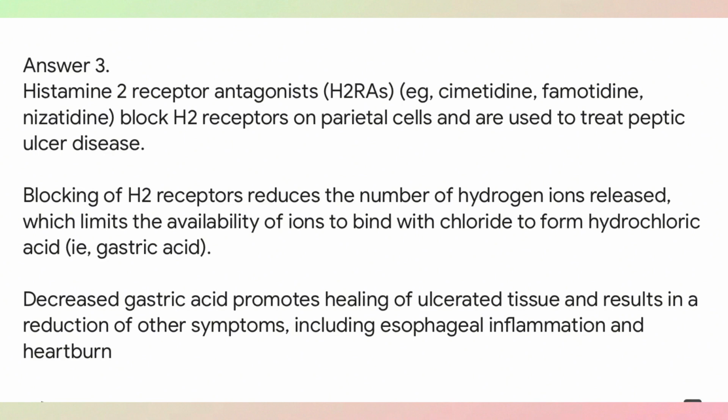Histamine-2 receptor antagonists (H2RAs), e.g., cimetidine, famotidine, nizatidine, block H2 receptors on parietal cells and are used to treat peptic ulcer disease. Blocking of H2 receptors reduces the number of hydrogen ions released, which limits the availability of ions to bind with chloride to form hydrochloric acid, i.e., gastric acid.